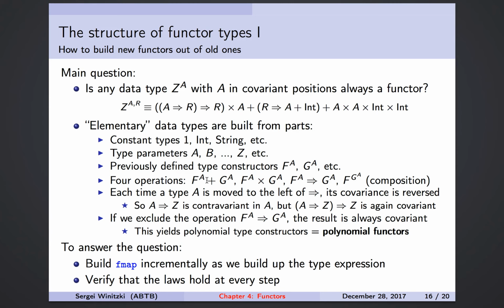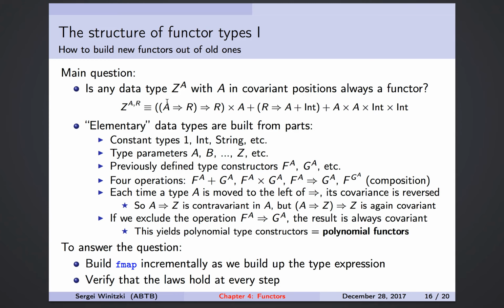We have been checking laws of functor by hand every time by writing tests. Now this is not very satisfactory because a main question still remains here. Is it true that any data type where A is, well, a type parameter in covariant position, is it true that the data type is a functor with respect to A? And I could write any kind of stuff like this, and it would take time and effort to check the laws each time I have a type like this.